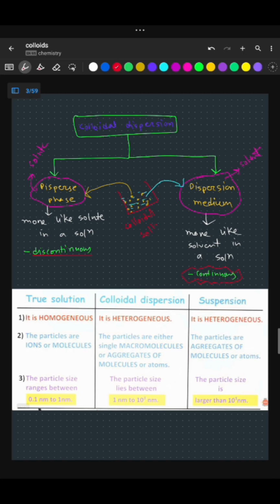True solution is homogeneous, and the rest of the solutions are heterogeneous, both of them. The particles are ions or molecules in a true solution. We have seen in the salt water solution where the salt is ionized in the water. In colloidal solution, it is more like macromolecules or aggregates of molecules. And in suspension, it is aggregates of molecules. Aggregates of molecules means breaking down the molecules. And I've also talked about the size before, so I think this page is covered.